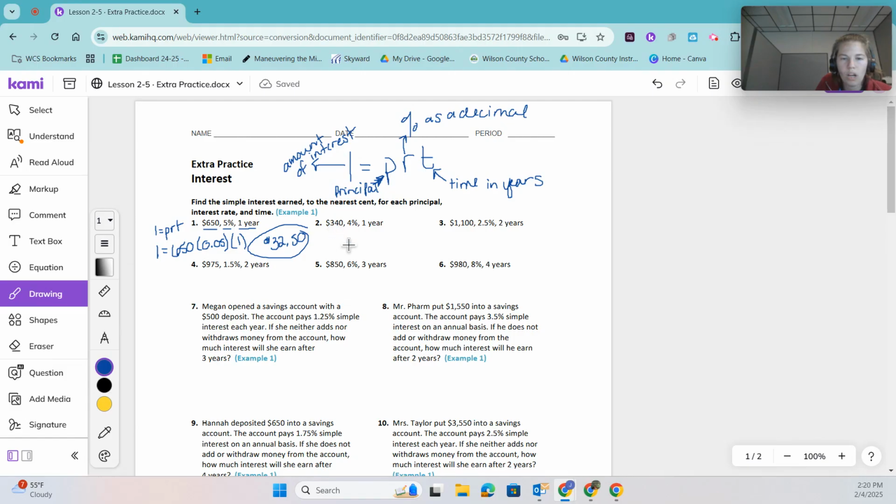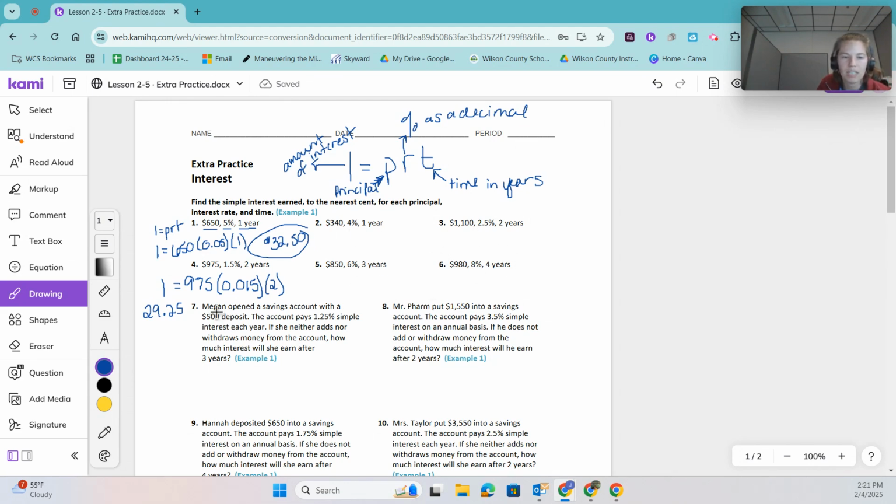So let's take a look at number 4 here. If you had $975 times your 0.015 for your 1.5%, and then you would multiply that by 2 to figure out what that interest would be. So 975 times 0.015 times 2, and my interest would be $29.25. There are several more that you can try just like that.